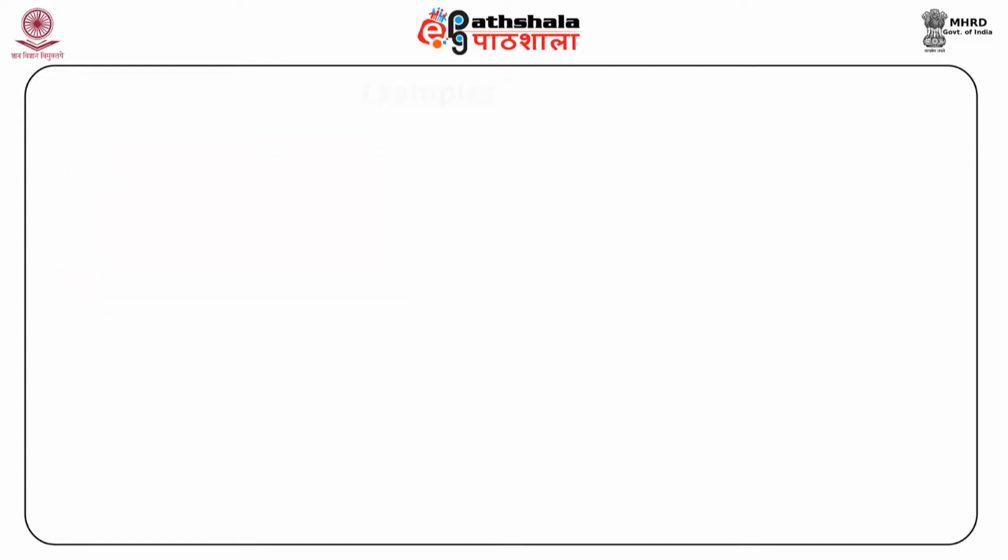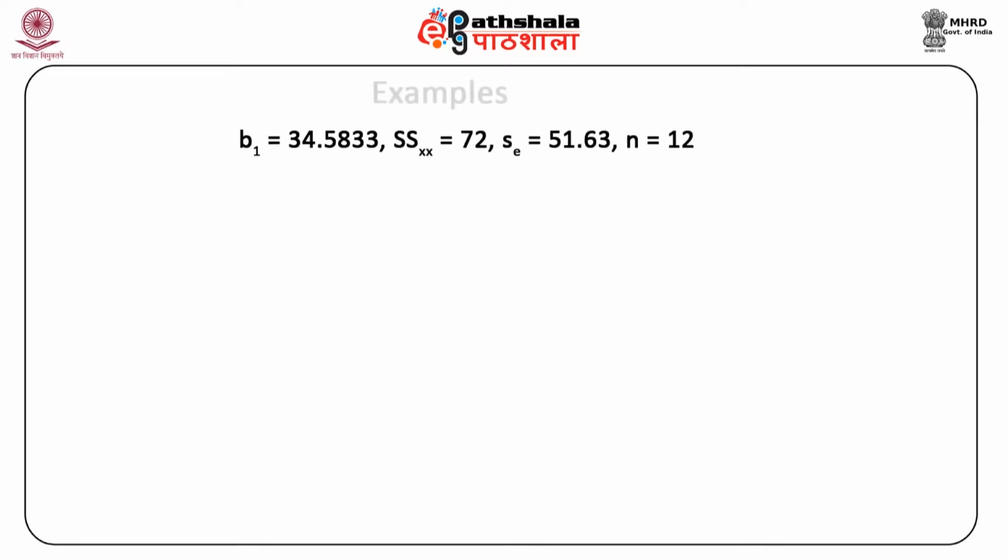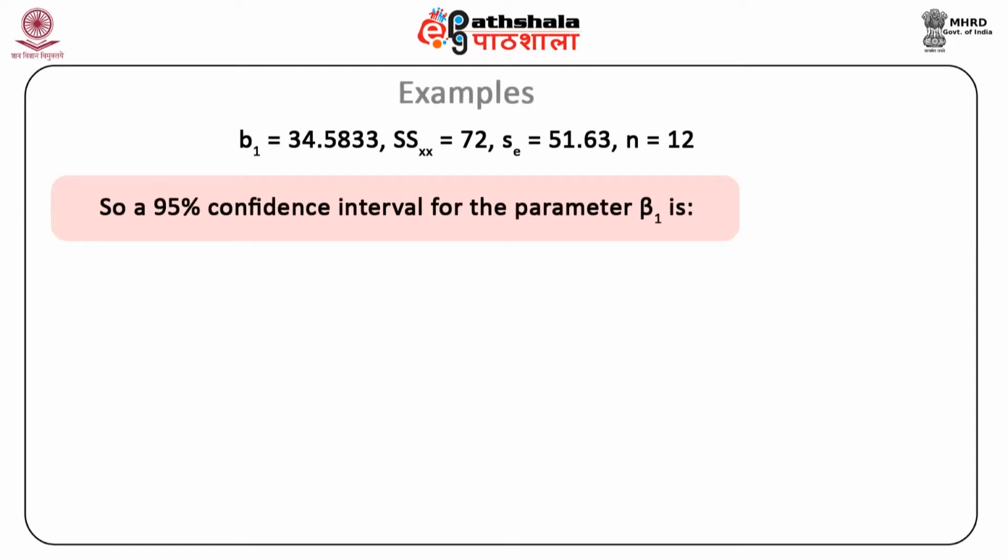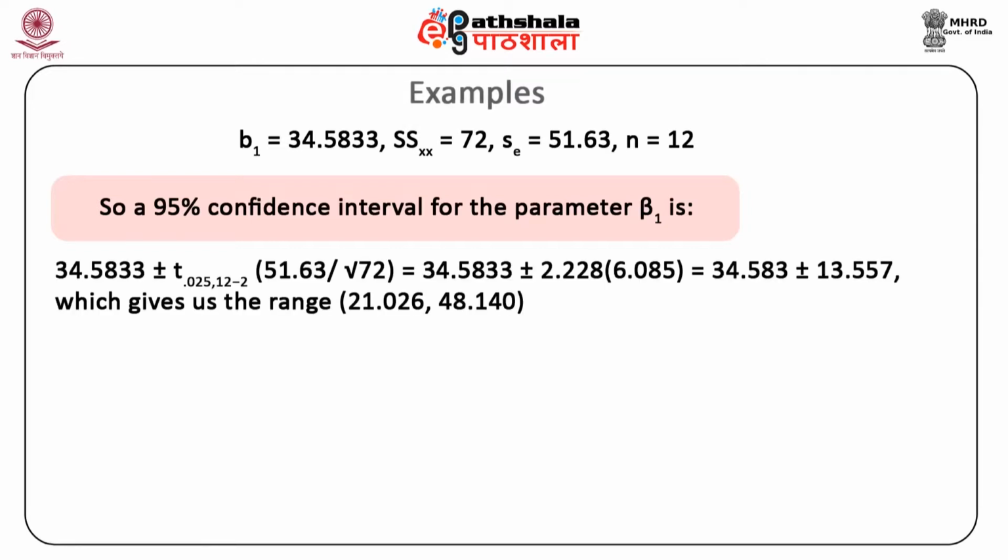Let's take some examples. For the coffee sales example, we have the following results. Suppose B1 is equal to 34.5833, SSXX is 72, and SE is equal to 51.63 with n equal to 12. So a 95% confidence interval for the parameter beta 1 can be written as 34.5833 plus minus t 0.025, 12 minus 2 into 51.63 divided by under root of 72.